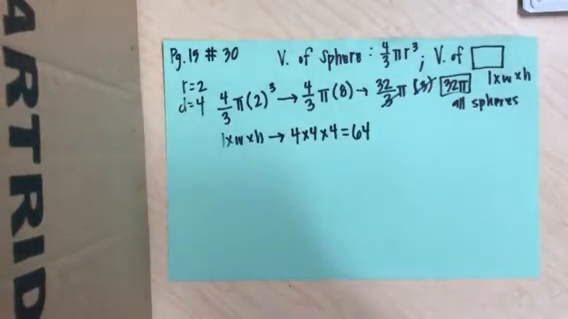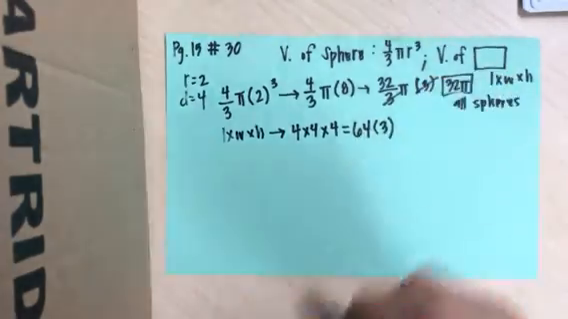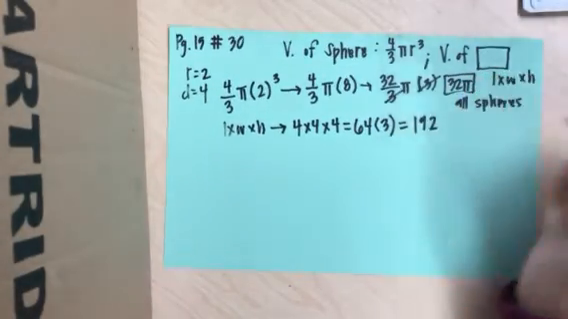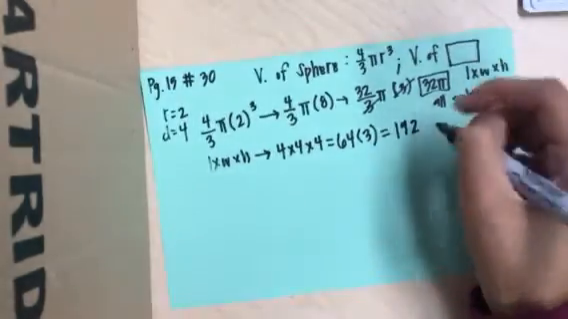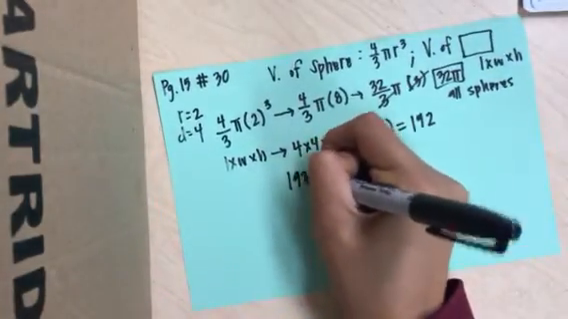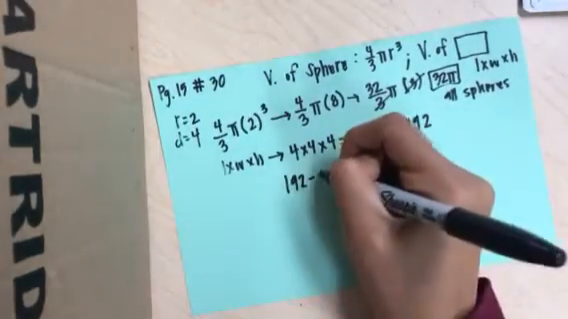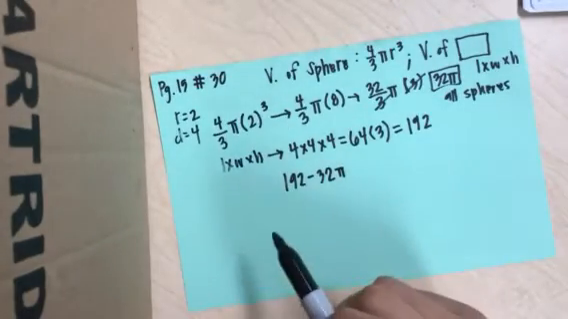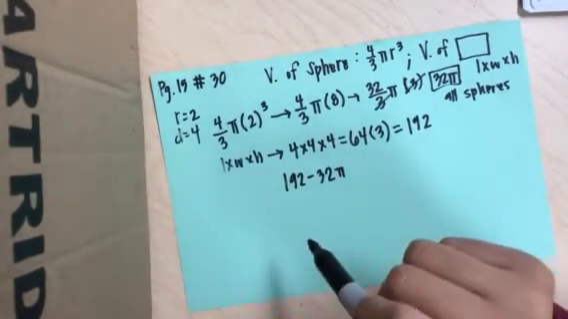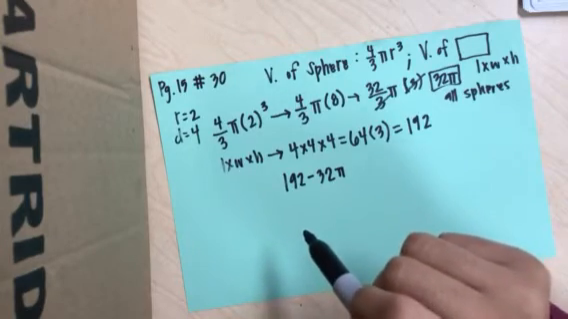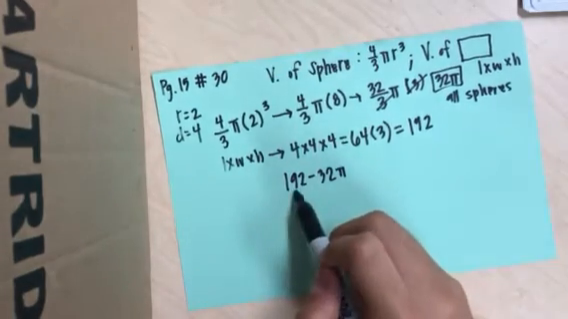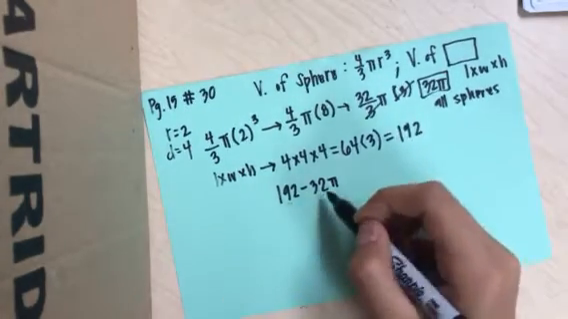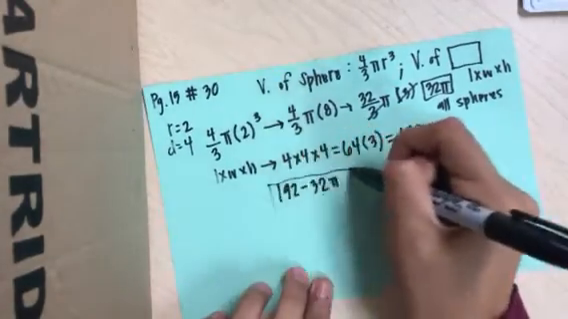So now we would multiply by 3, because we know there's 3 spheres in that rectangular box, and that would equal 192. So now our new equation would be 192 minus 32 pi. So if you're asking yourself why we're subtracting, it's because it's asking for the volume of the space between the balls and the rectangular box. So we know that this is the volume of a rectangular box and this is the volume of the spheres. So now that we have this, that's what we're looking for.